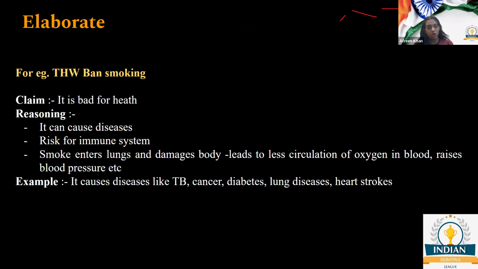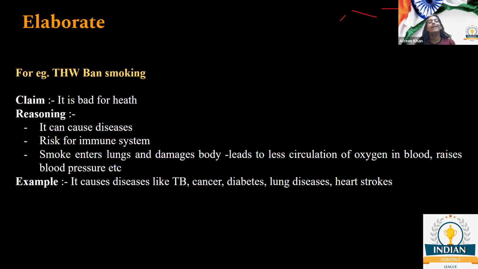The third reason could be the reason as to why it is harmful for your health. So the smoke enters your lungs, damages your body, leads to less circulation of oxygen in blood, raises blood pressure, etc. All in all, creates problems for your immune system and diseases. Now, this is all the reasoning that I gave. I also need to give an example for the same. Example could be the diseases that are caused by smoking. So the diseases that are actually caused by smoking are tuberculosis, cancer, diabetes, lung diseases or lung cancers also, heart strokes, etc. So this gives me more picturization of what you're actually saying.